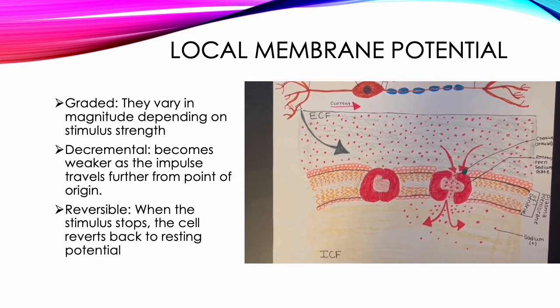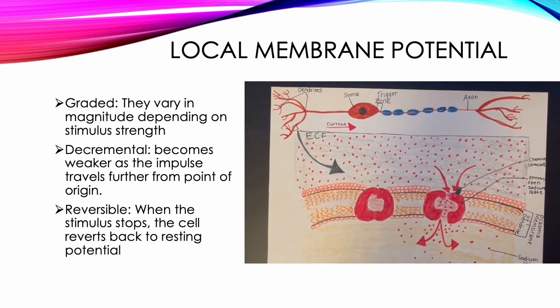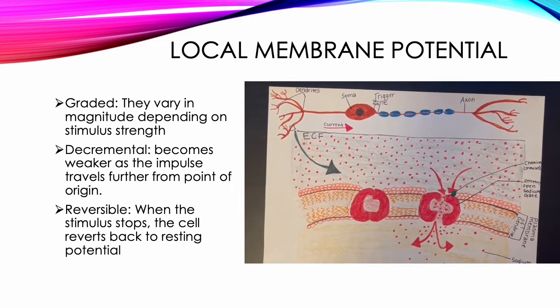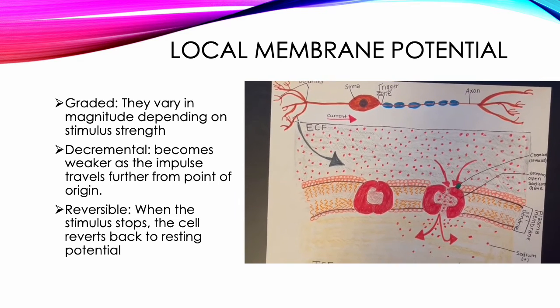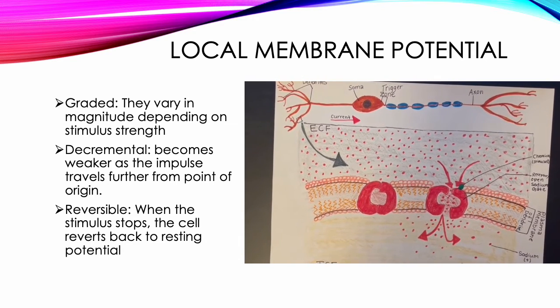They are decremental, so they become weaker as the impulse travels further from the point of origin. They are reversible, meaning that when the stimulus stops, the cell reverts back.